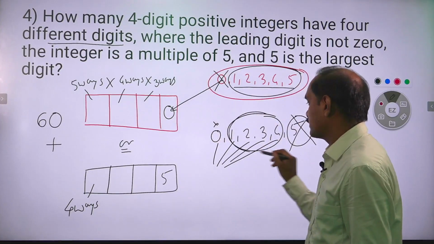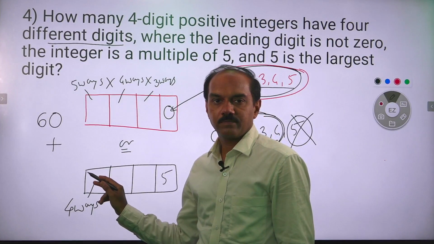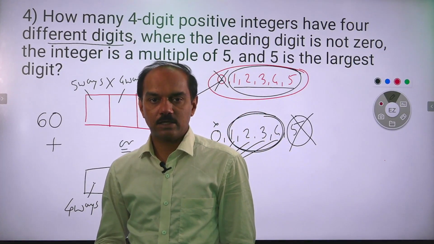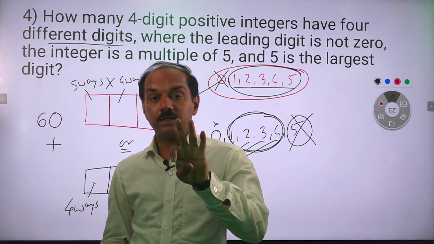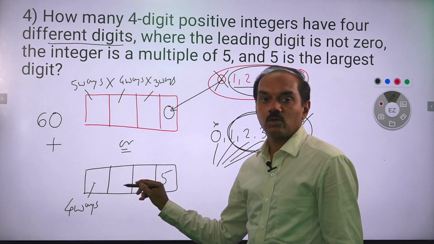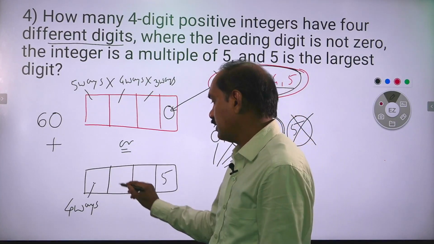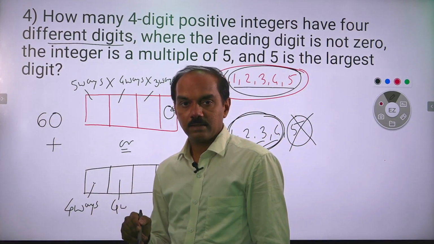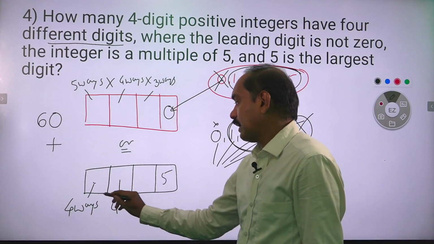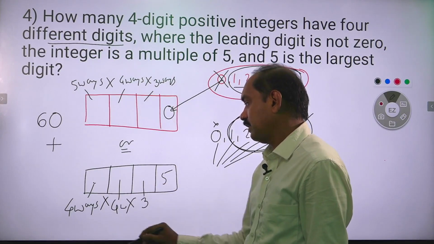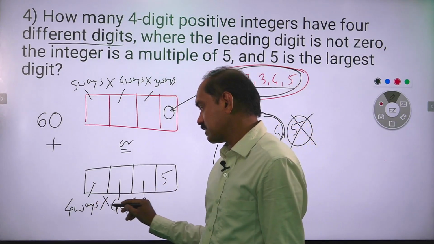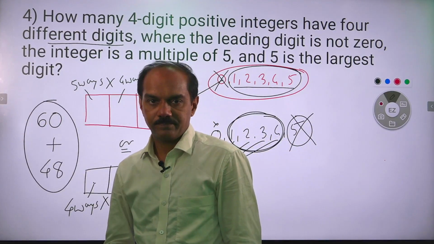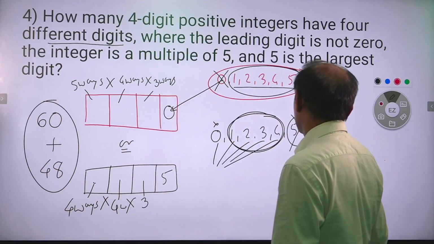So any of these 4, 1, 2, 3, 4, you can write here. Now you are left with 3 digits. Out of 4 we wrote 1. Remaining 3 can come here. Not only those remaining 3, 0 can also appear here. So this box can also be filled in 4 different ways. Remaining 3 along with 0, 4. And after that, any of the remaining 3. 4 into 4 into 3, 4 4s are 16, 3s are 48. 60 plus 48.